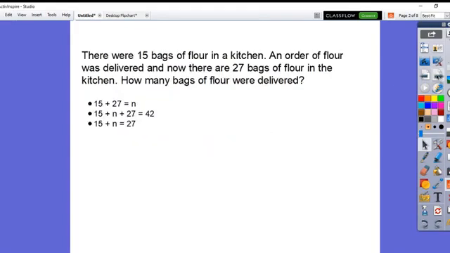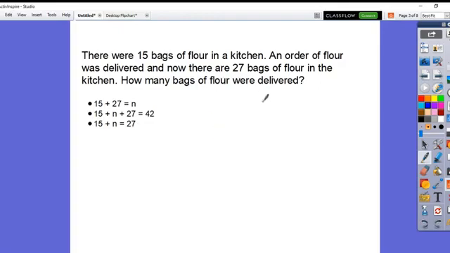Let's look at the first one. There were 15 bags of flour in a kitchen. An order of flour was delivered, and now there are 27 bags of flour in the kitchen. How many bags of flour were delivered? Well, let's look at what our answers are. 15 plus 27 equals n. 15 plus n plus 27 equals 42. 15 plus n equals 27.